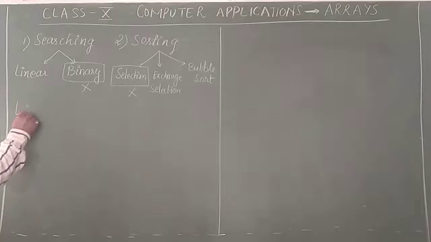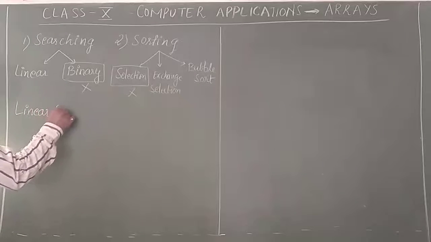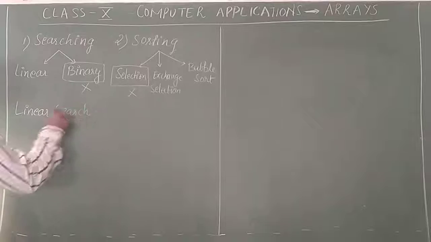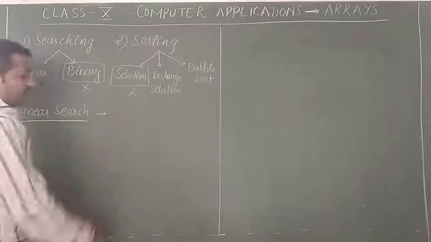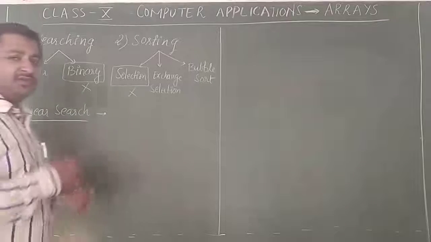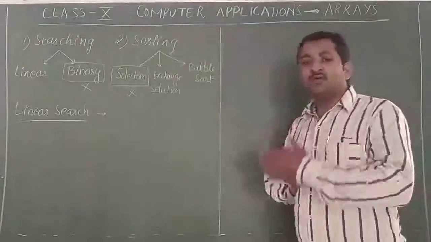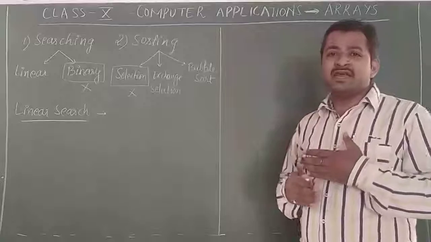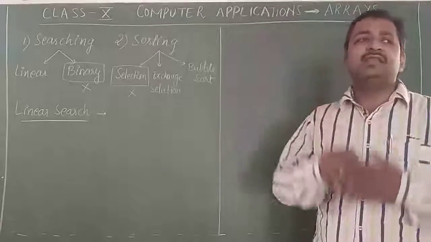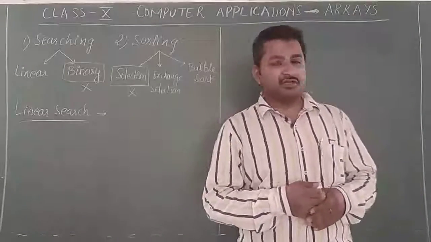Linear search is a kind of searching in which we search an element in a sequential way. Sequential means one after another or one by one. We check the array elements one by one. That is termed as linear search.